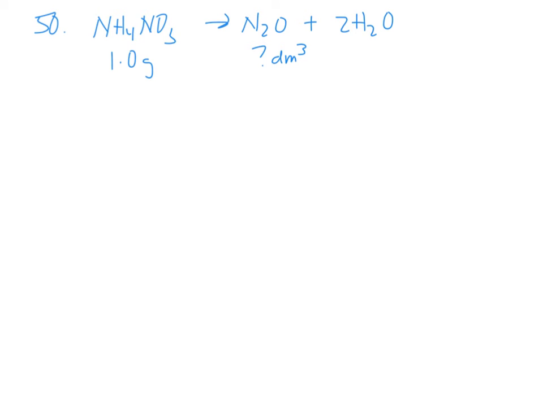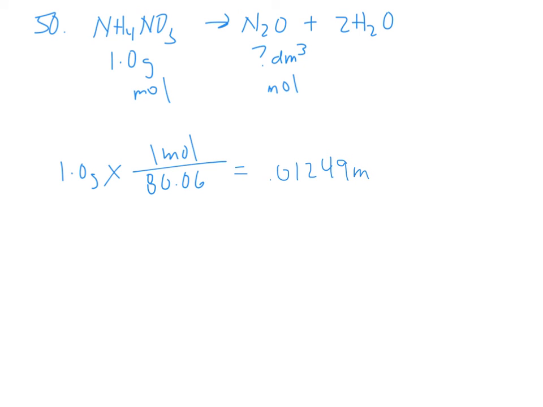So number 50 is similar to 49. I have a gram of reactant that's going to decompose and produce this gas, and I want to know how much gas I'm going to get. So I need to know my moles of reactant, so I can find my moles of gas and then find my volume. Since this is happening at STP, I can just use Avogadro's constant. So 1 gram, I need to go ahead and divide by the molar mass of 80.06. So we're dealing with 0.01249 moles of reactant, and they're in a 1-to-1 ratio.